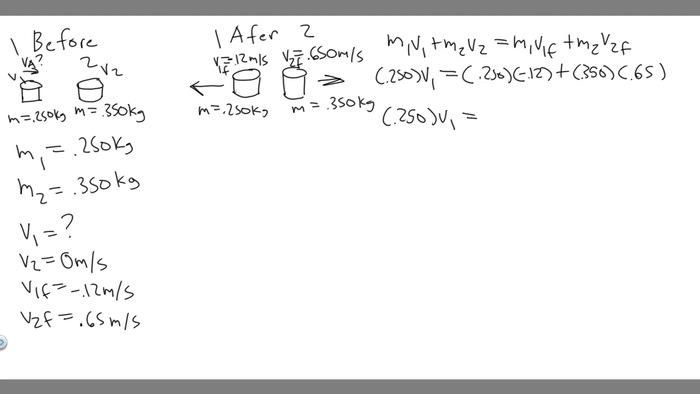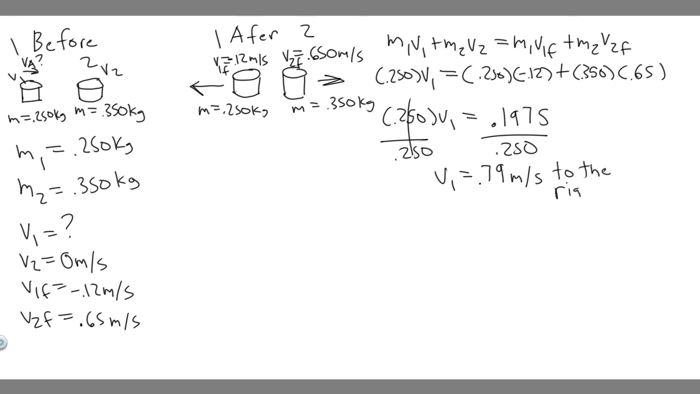Yeah, so when you do this, you should get 0.1975, right? So 0.1975 is going to be this side, and then if we want to solve for V1, you just want to divide. So do 0.1975 divided by 0.250, and you're going to get 0.79, so 0.79 meters per second. This is the velocity. And keep in mind, since it's positive, what does this tell us? It means it's going to the right, because we labeled the right positive and the left negative. So 0.79 meters per second to the right.